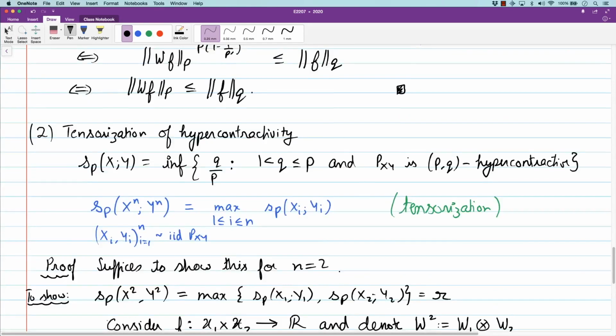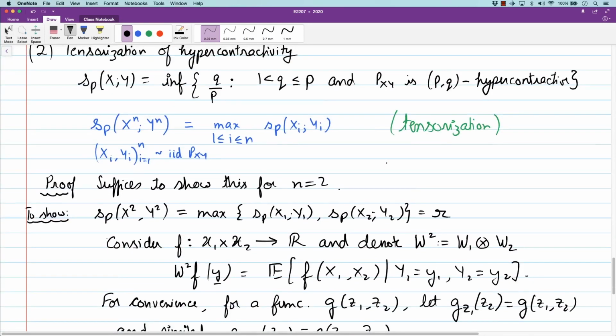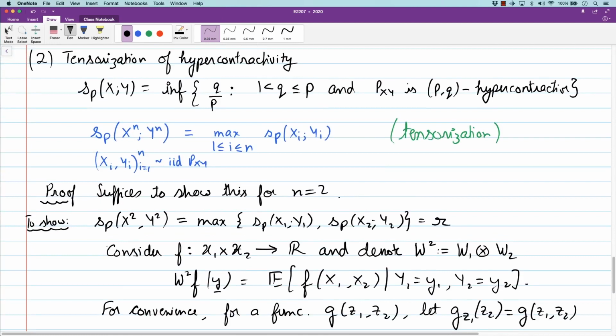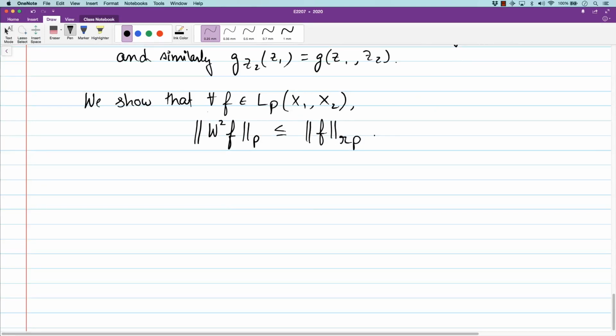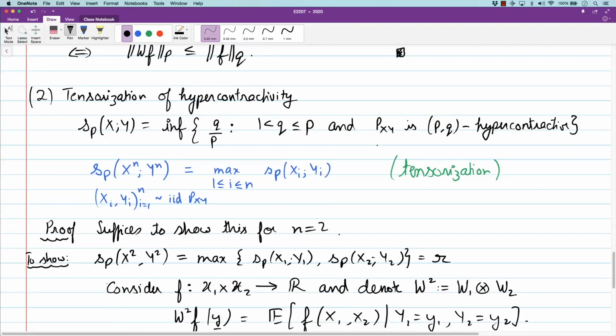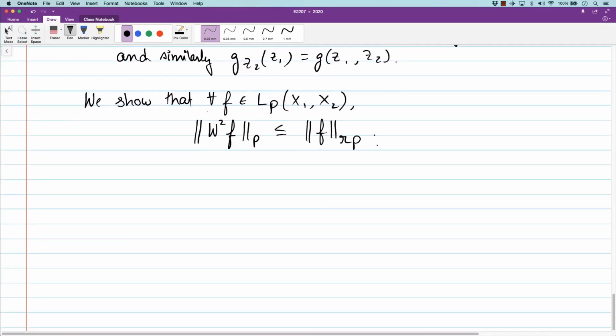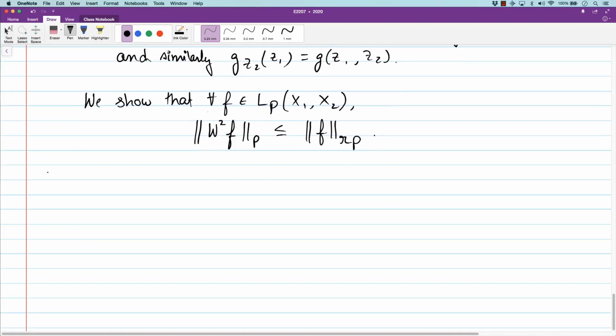I'm being a little bit informal here. There's an inf in this definition, and I'm treating it like a min in the sense that I'm thinking there is indeed a number for which there's indeed a q for which this is qp hypercontractive. You can make it formal very easily by replacing this r with r plus epsilon, and then taking the limit epsilon going to 0. That's the standard way of handling this inf and sup. So I'm not bothered about that. So we'll show this. How do we show this?